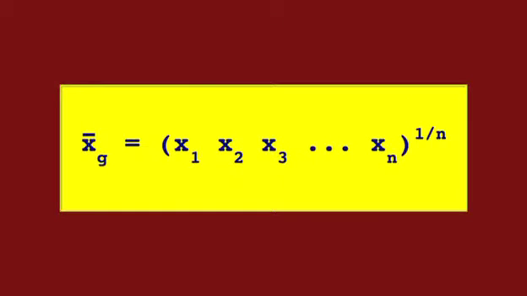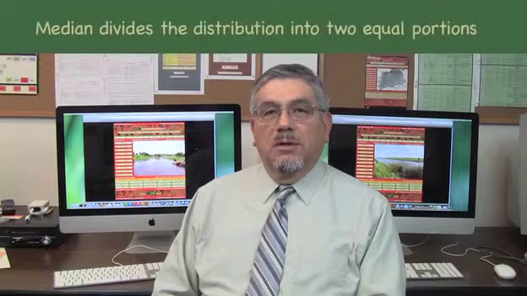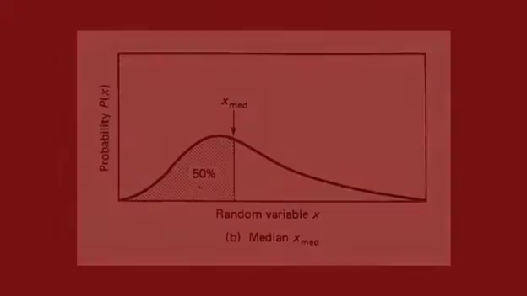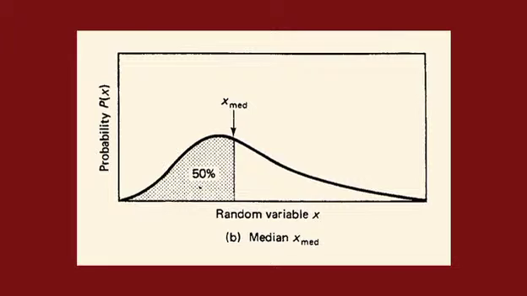The geometric mean is the nth root of the product of n terms. The logarithm of the geometric mean is the mean of the logarithms of the individual values. The median is the value of the variable that divides the probability distribution into 2 equal portions, as shown here. For certain skewed distributions, that is, those with third moment other than 0, the median is a better indication of central tendency than the mean.